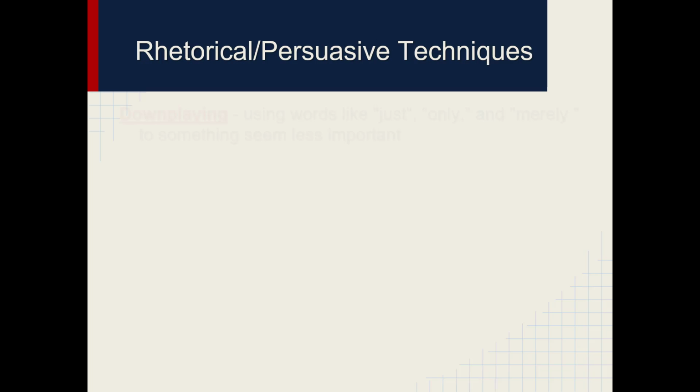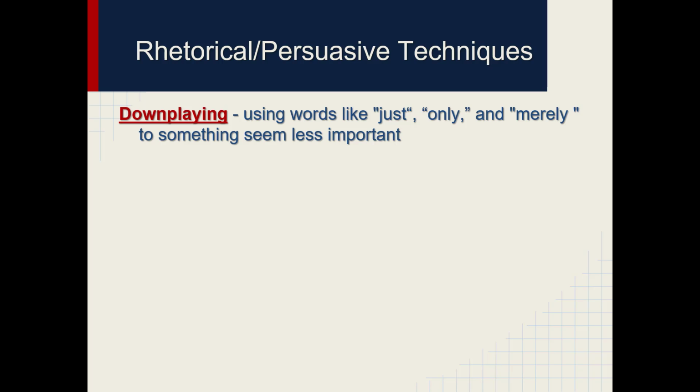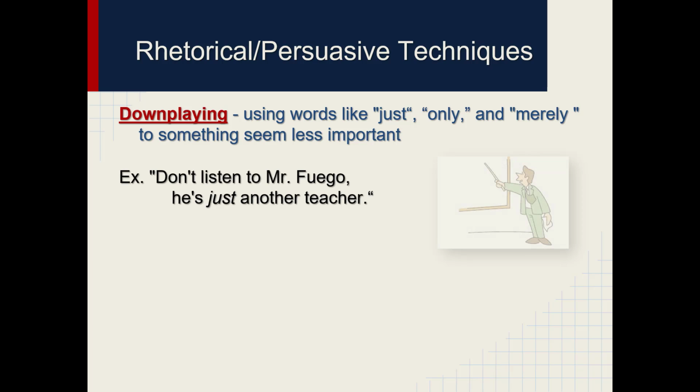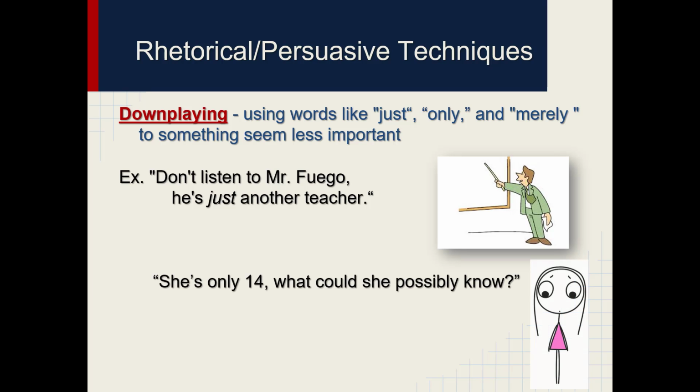So going along with this is downplaying. If I use words like just or only, I'm actually making whatever I'm talking about seem less serious. Well, don't listen to Mr. Fuego, he's just another teacher. Okay, maybe I won't take him as serious. Or she's only 14, what could she possibly know? Oh, she's only 14? Yeah, you're probably right. Watch out for these words.